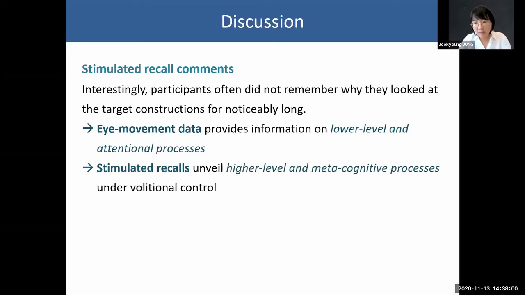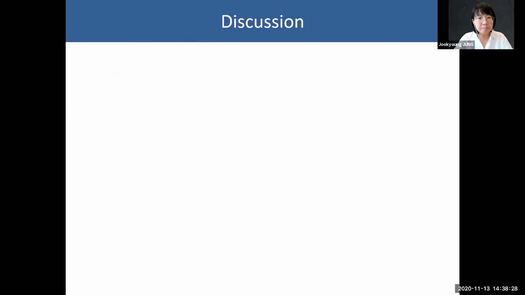And given that, perhaps the impact of input enhancement and task manipulation in this study were effective to make some changes at the lower level attentional processes as reflected in the eye movement data, but they were not enough to make changes at the level of awareness, higher level processes, which is reflected in the stimulated recall comments as well as GJT scores.